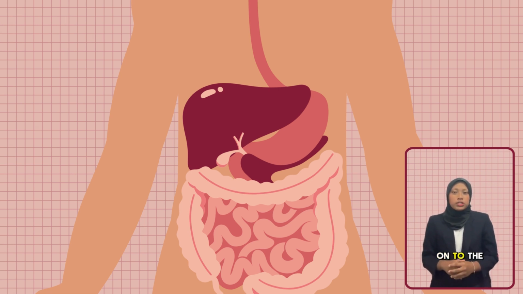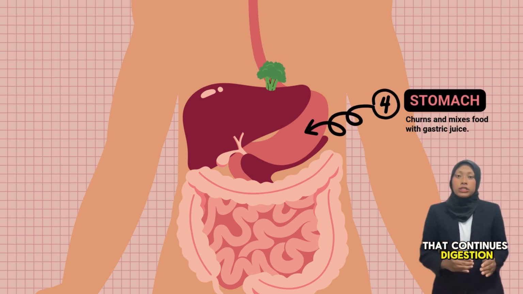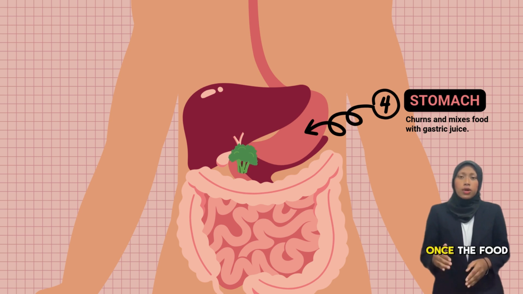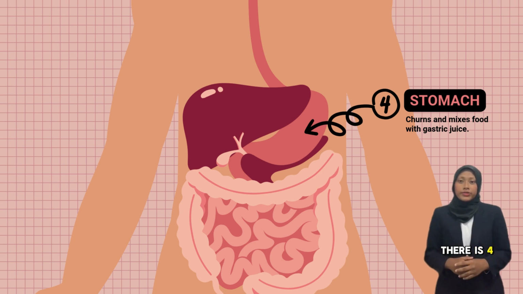Now, let's move on to the next crucial stage, how the stomach and its accessory organs continue breaking down food for absorption. The stomach is a muscular organ that continues digestion by secreting gastric juice containing hydrochloric acid and enzymes. It turns food into a semi-liquid mixture called chyme, preparing it for further digestion. Once the food is thoroughly mixed and partially digested, it slowly moves into the small intestine for further breakdown and nutrient absorption. There are four accessory digestive organs, which are the liver, the biliary tree, the gallbladder, and the pancreas.